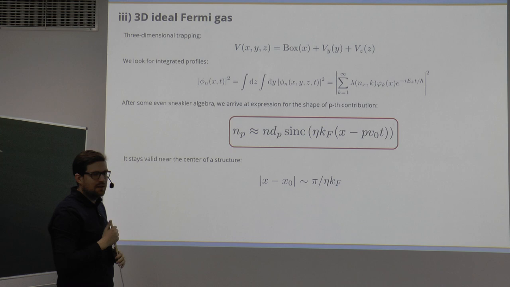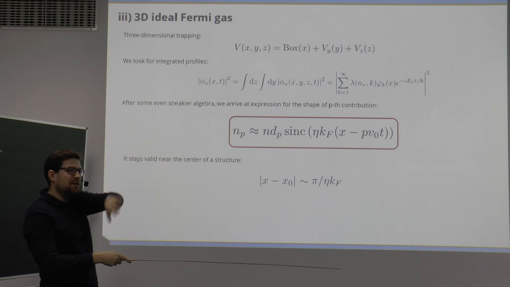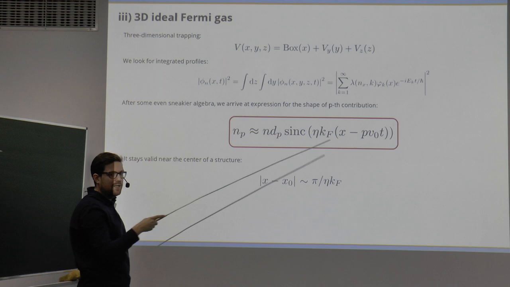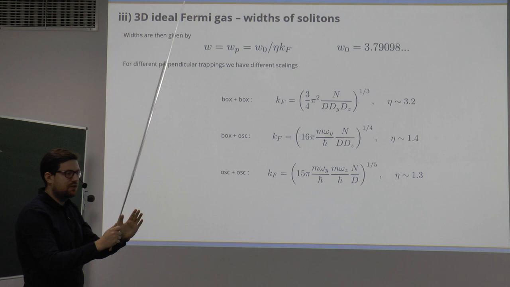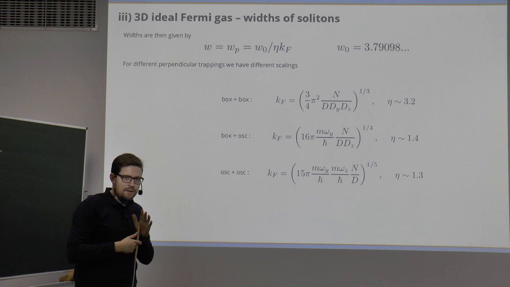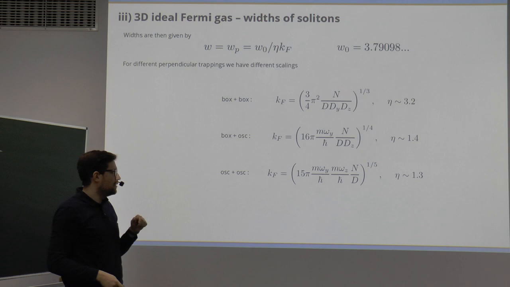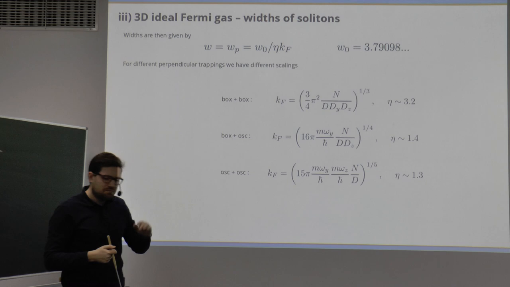And this constant eta is just some numerical constant that is different for different perpendicular trapping, and this is the Fermi wave factor of the initial cloud. This equation also works for 1D, and it can give us an approximation for the width of the structure, which is proportional to 1 over this kf. This kf differs depending on the perpendicular trapping or the 1D case. In the 1D case, it's proportional to the number of atoms, so the width scales like 1 over the number of atoms. So it means it's absolutely unreachable in the experiment, because even if you take like 1,000 atoms, it's much, much below the threshold for the experiments.